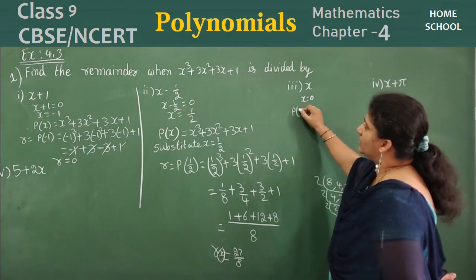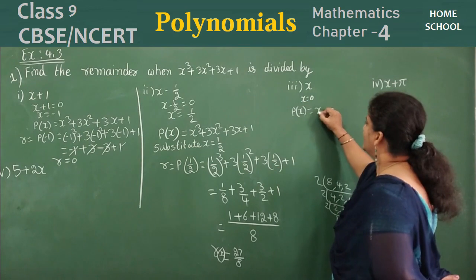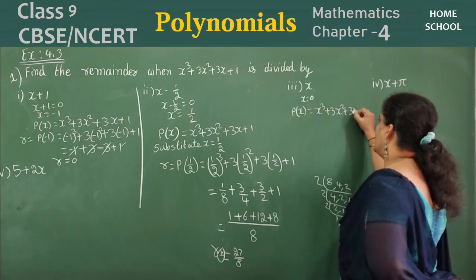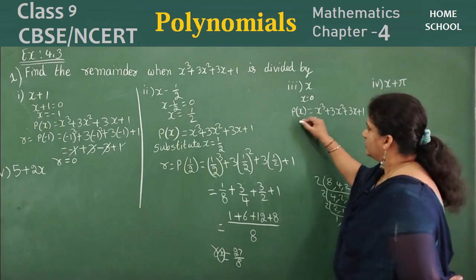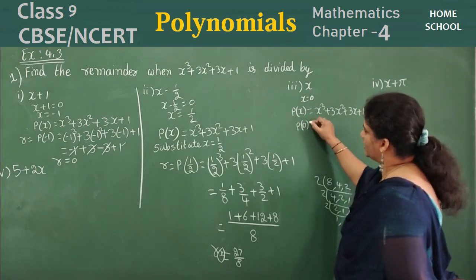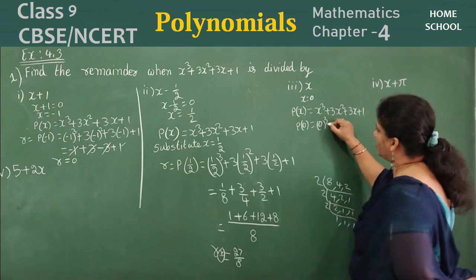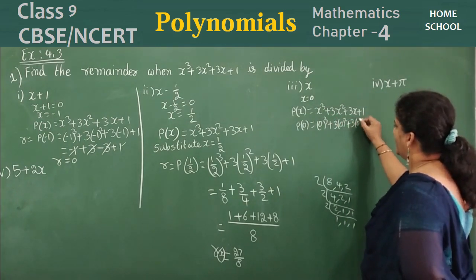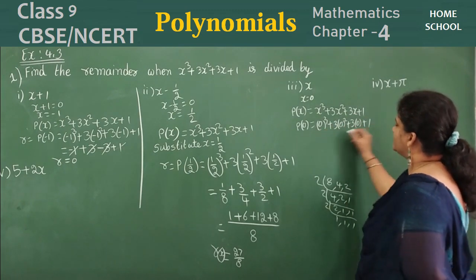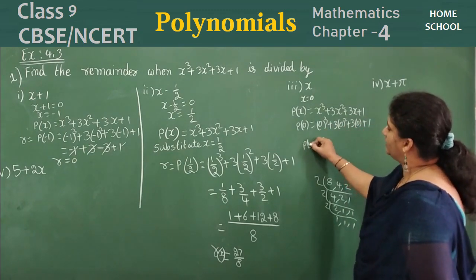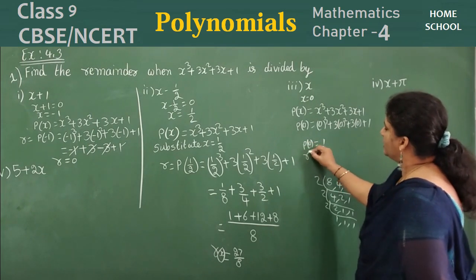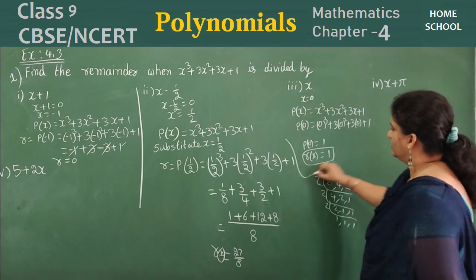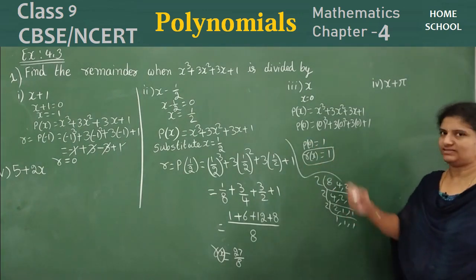Substitute the same thing in the given polynomial, that is x cube plus 3x square plus 3x plus 1. So now substitute 0 in x. Wherever you have x, you write 0. That will all become 0 and finally you get 1. That means your remainder of x is equal to 1 is your answer. Okay, this is your answer.